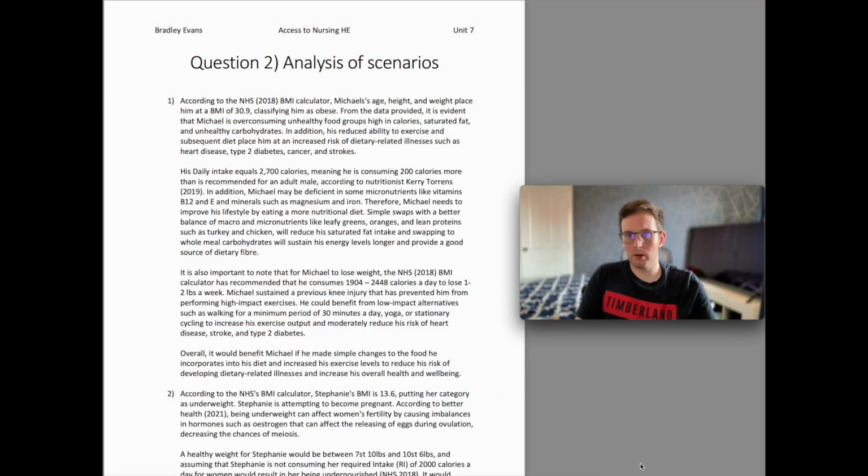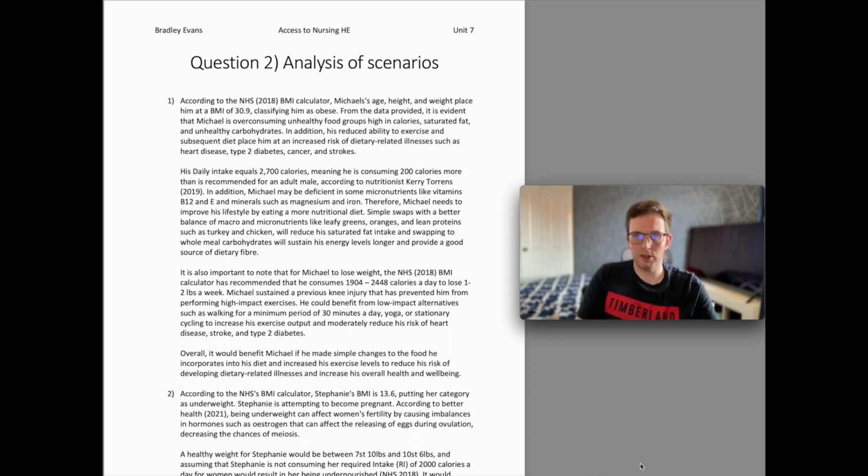As always, when I'm answering a question, I have my headers with my name, the course I'm doing, and the unit that I'm doing. This is question 2, analysis of scenarios. And question number 1 answers the scenarios according to Michael. So according to the NHS BMI calculator, Michael's age, height and weight place him at a BMI of 30.9, classifying him as obese. From the data provided, it is evident that Michael is over-consuming unhealthy food groups high in calories, saturated fats and unhealthy carbohydrates.